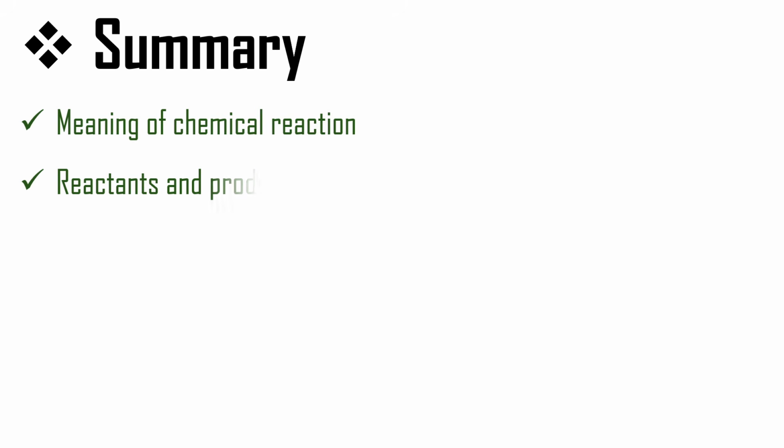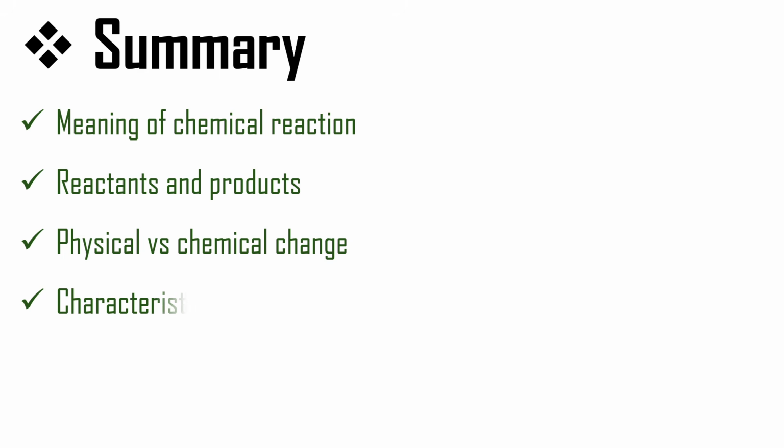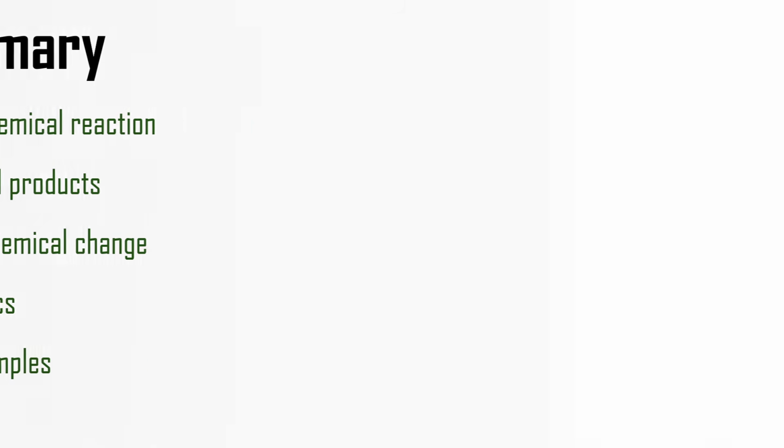Let's quickly revise today's lesson. Today we learned the meaning of a chemical reaction, the difference between physical and chemical changes, the everyday examples of chemical reactions, the common characteristics of chemical reactions. I hope these concepts are now clear to you. In part 2, we will learn about chemical equations, why they are important, how to write them correctly, and how to balance them step by step.